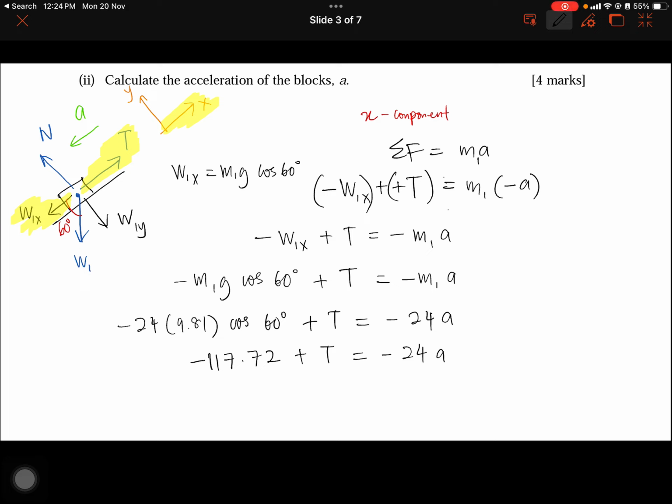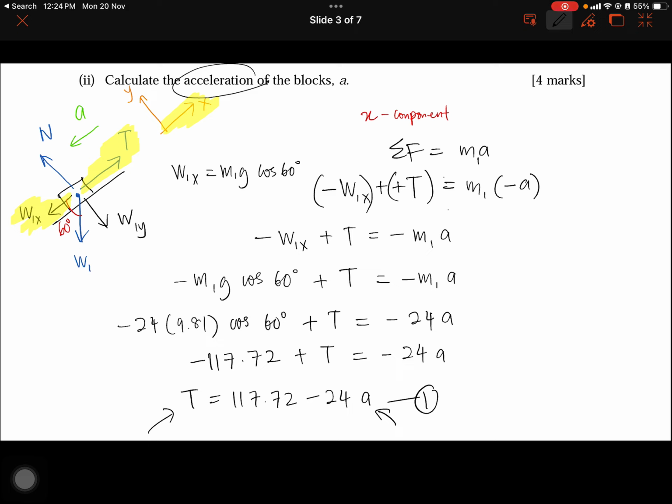As you can see from this equation, I'm going to put T as a function of a. T is equal to 117.72 minus 24a. This is going to be our first equation. We cannot find the acceleration just yet because we have 2 unknowns here. The tension is unknown, the acceleration is also unknown, and with that, we need to introduce another equation.